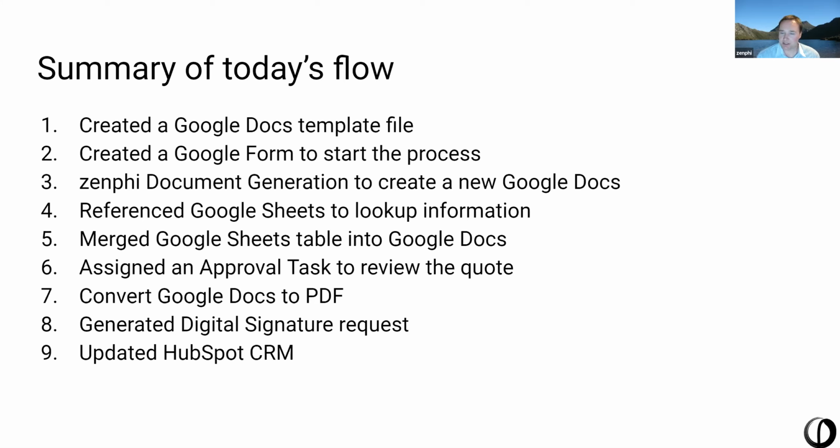We used the document generation actions as part of Zenphi to create that new document based on the template. We used Google Sheets to do some calculations for us and to do some formatting. We updated the information in Google Sheets, read it back out, and merged it into our quote document. You can see how we used an approval task so that we could pause the flow and allow our sales rep to go and review the document that had been created. We then converted it to a PDF, used a digital signing platform to request the e-signature from the customer, and finally went into HubSpot and updated the CRM.